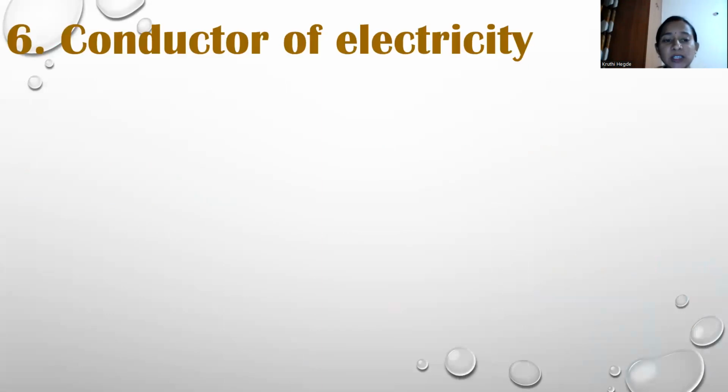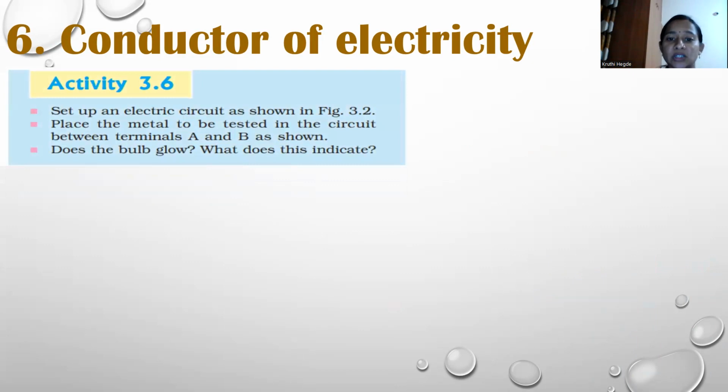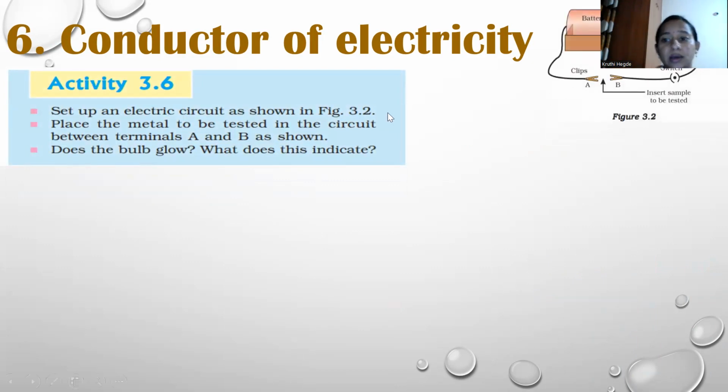Next property, sixth property, is conductor of electricity. Metals are generally good conductors of electricity. The reason is they have free electrons to carry the current. Set up an electric circuit as shown in the image, which I'll show. Here you can see they have taken a battery, and with a crocodile clip and a wire, they have attached the battery to the terminals of the bulb.